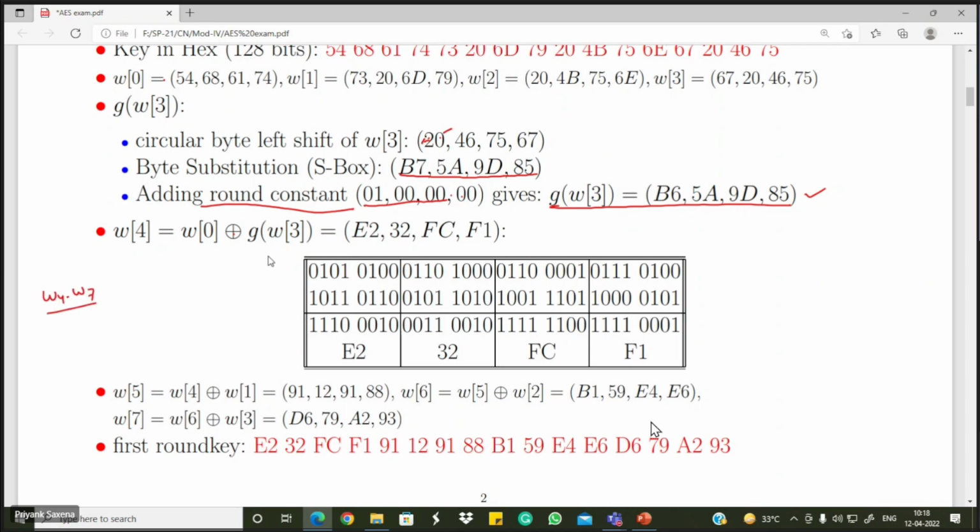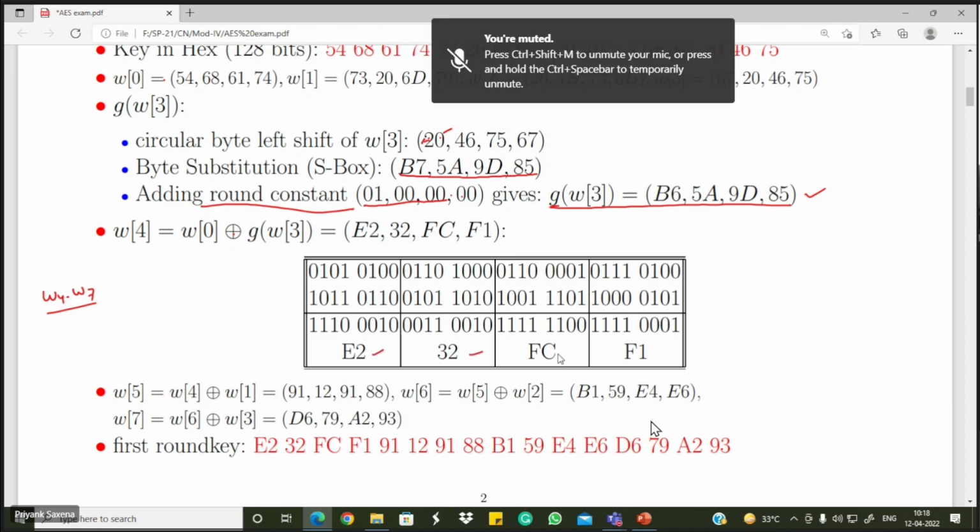W0 XOR with GW3. Once you do XOR with this, you get E2, 32, FC, F1. That is after the XOR operation with W0, you got this. So this is W4. Similarly, W5 will be W4, word 4, XOR with W1. So you got this. An XOR operation is performed, and you get this.